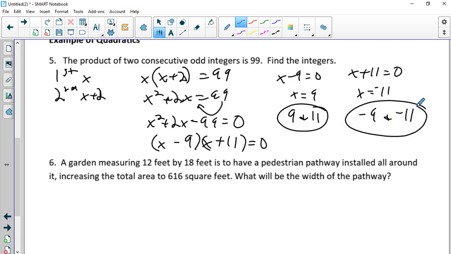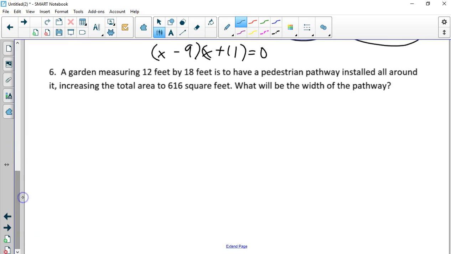They're both odd. It says odd only. It doesn't say odd positive. So 9 and 11 are positive odd numbers. They're consecutive. And negative 9 and negative 11 are negative odd numbers.